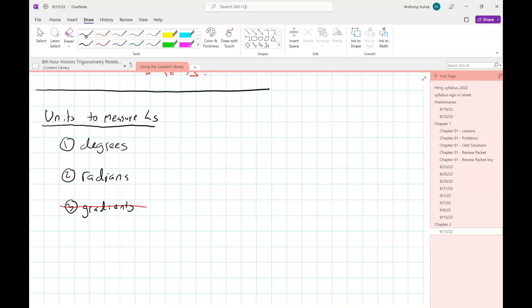But that's kind of the weak point of degrees, right? Radians, we don't have that same problem. Radians have a very nice, neat, tight geometric definition. That's pretty cool.